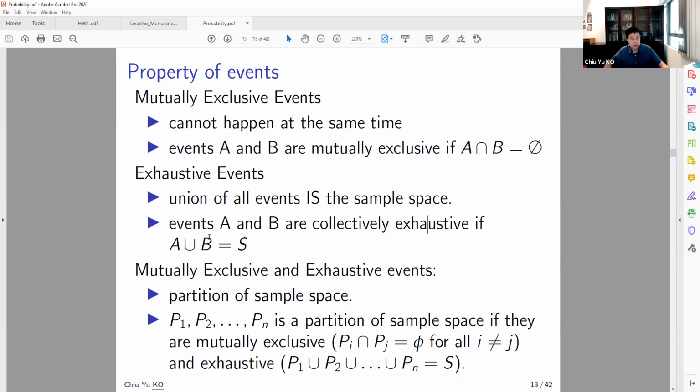So what if you combine the first and second? We can have mutually exclusive and exhaustive events. Sometimes you see the textbook refer to a partition. Why? It's very intuitive, because the sample space S is cut into part 1, part 2, part 3. So a partition cuts the space into several parts, and these parts are mutually exclusive. There's no intersection between the parts, and the union of all parts is the sample space.